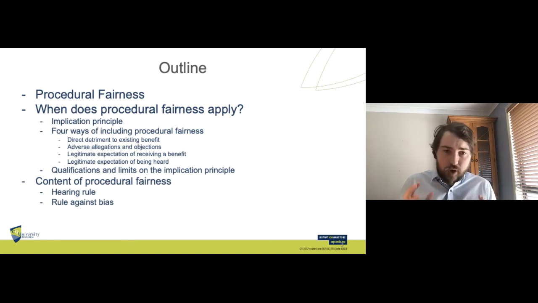So we'll start off with a broad overview. Then we'll talk about when procedural fairness will apply. And in particular, what's really important is the implication principle. We'll also briefly touch on four ways in which procedural fairness will usually apply. And conversely, we'll look at some of the factors that might qualify or limit the implication principle and procedural fairness applying. Then we'll turn to the content of procedural fairness, and in particular, we'll look at the hearing rule and the rule against bias.